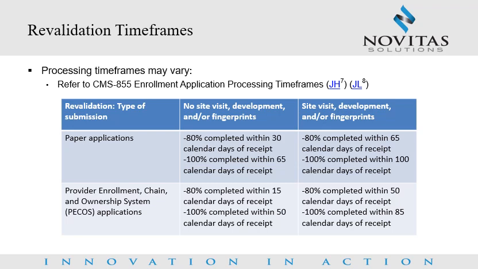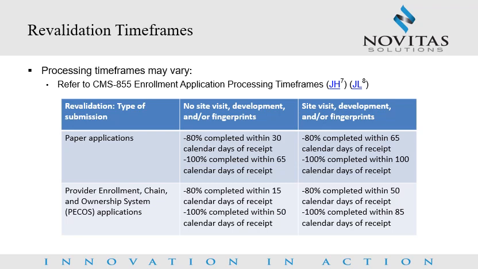For Provider Enrollment Chain and Ownership System, or PECOS, revalidation applications that do not require a site visit, development, and/or fingerprints, 80% are completed within 15 calendar days of receipt. 100% are completed within 50 calendar days of receipt.